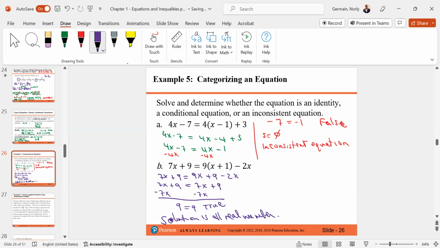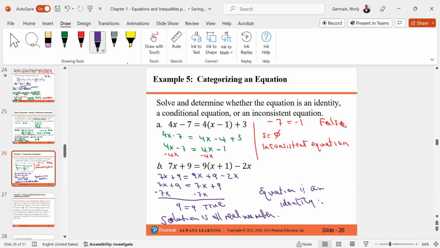Okay, solution is all real numbers. And we see that this equation is an identity, right? Yeah, I know, easy or not easy to check, but you know what? We're gonna do it. We must do it. All right.